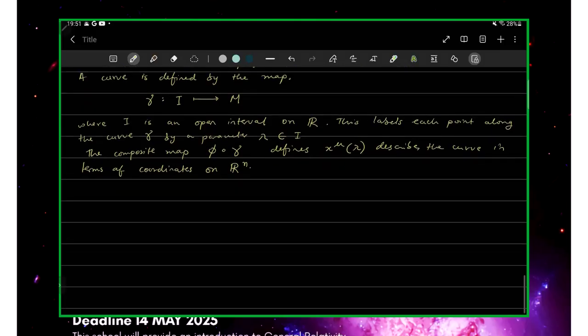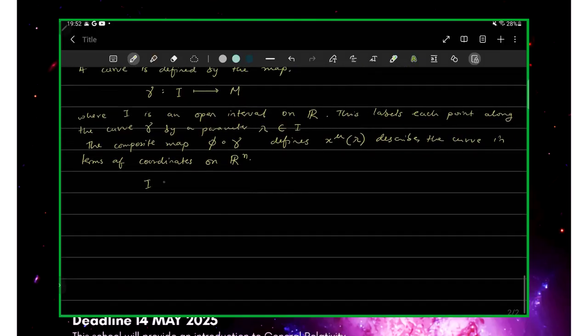Let's say if I runs from some A to B, it just means that A and B are not included in the domain of I. This is an open interval. On the other hand, a closed interval would just mean that A and B are included in the domain of I. That is the basic difference.